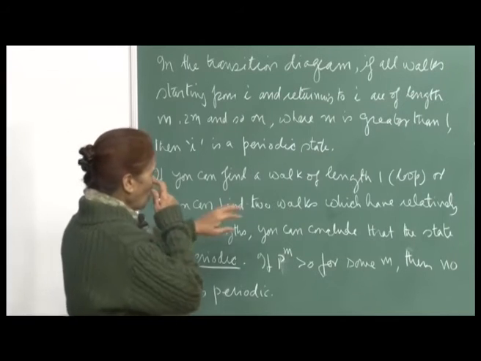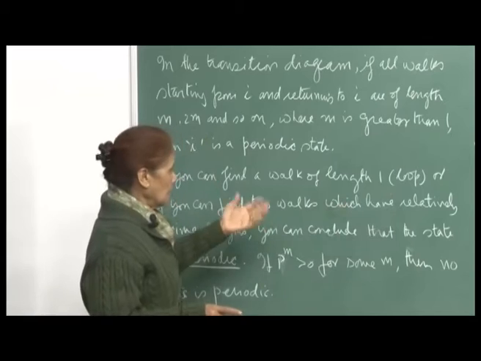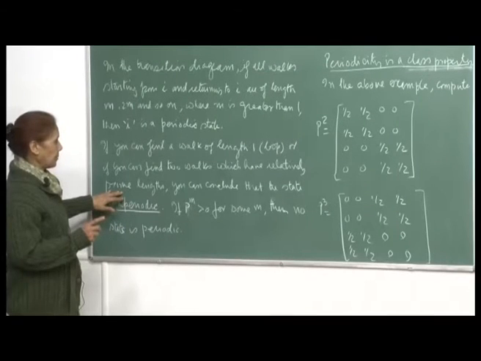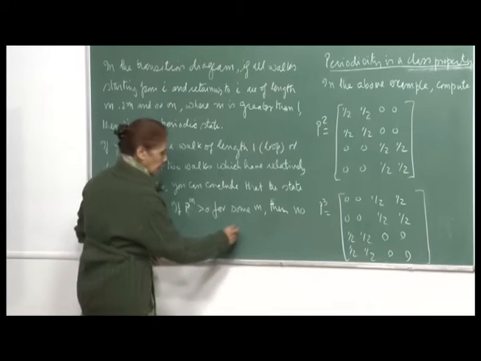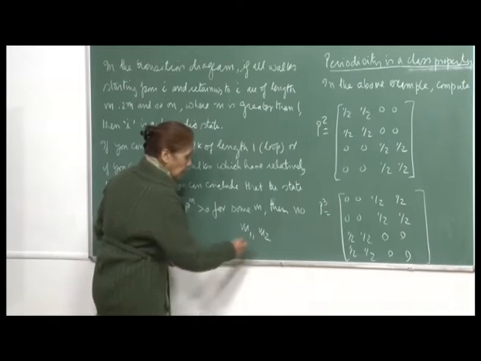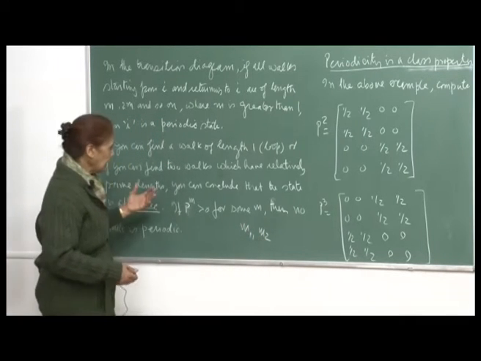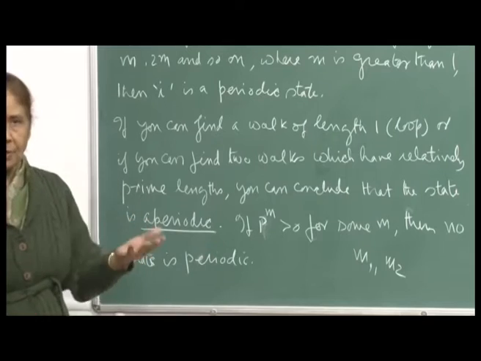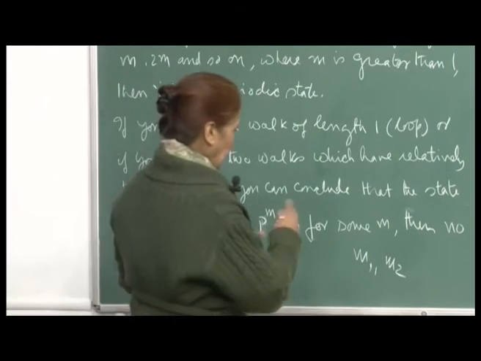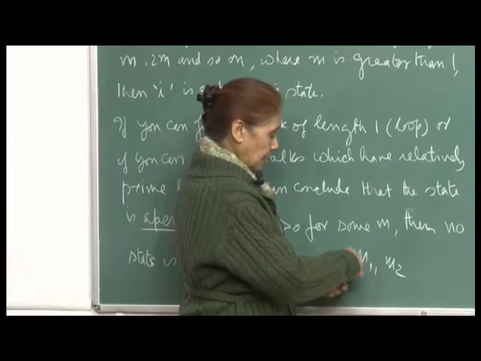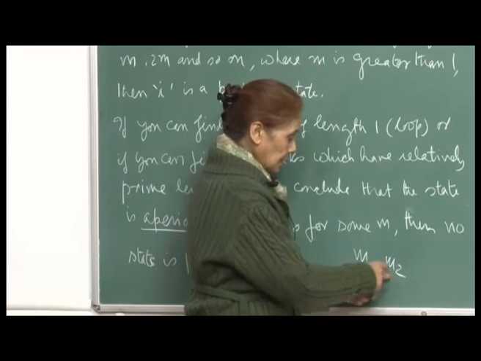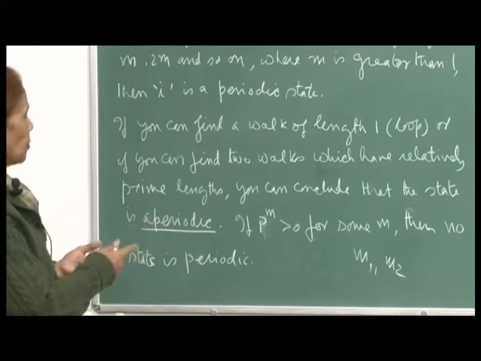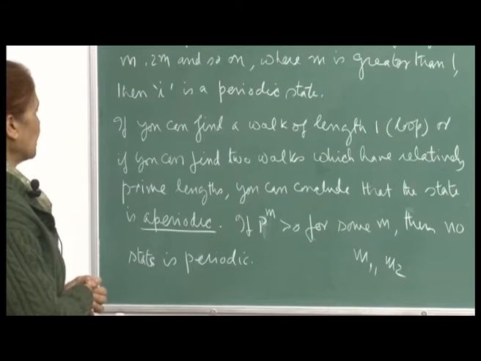Now, if you can find a walk of length 1, that means if there is a loop for a state, so you can come back to it in one step, or if you can find 2 walks which have relatively prime lengths, that means one walk may be of length m1 and the other of length m2 and they are relatively prime, they have nothing in common, then you can conclude immediately that the state is not periodic. That means it is aperiodic, right, because if there are 2 paths starting from that state and coming back to it in either m1 transitions or m2 transitions, and these are relatively prime, then certainly there cannot be anything common, and so there cannot be a period to that state. Or if there is a loop, then certainly it is not a periodic state, right.